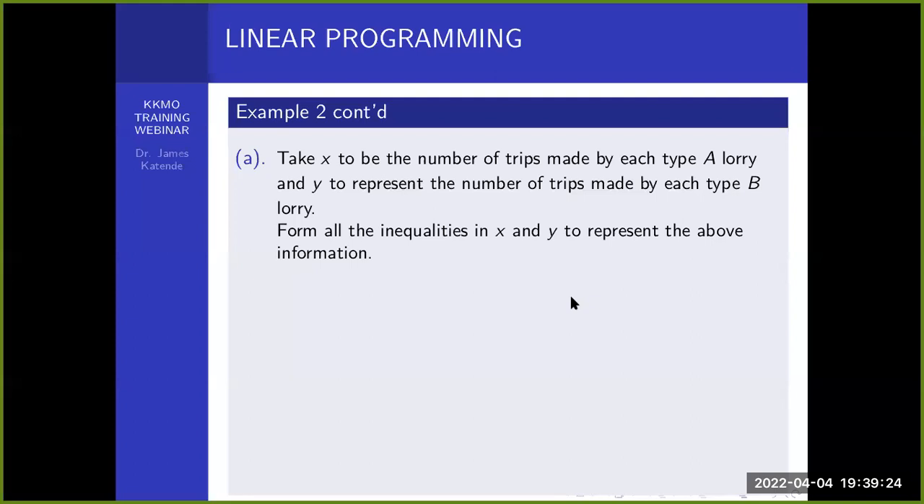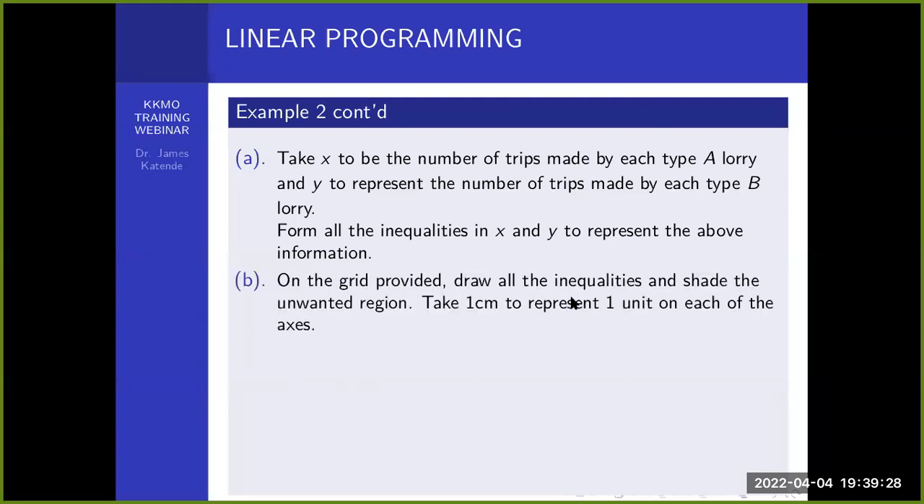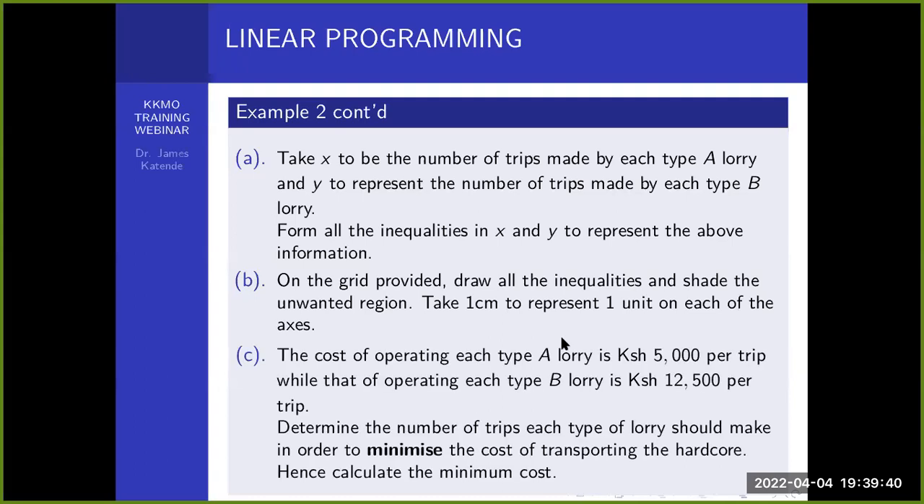Then we will need to draw the inequalities on the graph and shade out the unwanted regions. If you're drawing this on the graph, they require that you use a scale of 1 centimeter to 1 unit on each of the axes. And here we are given the cost of operating each type of lorry: 5,000 Kenya shillings for lorry A and 12,500 Kenya shillings for lorry B.